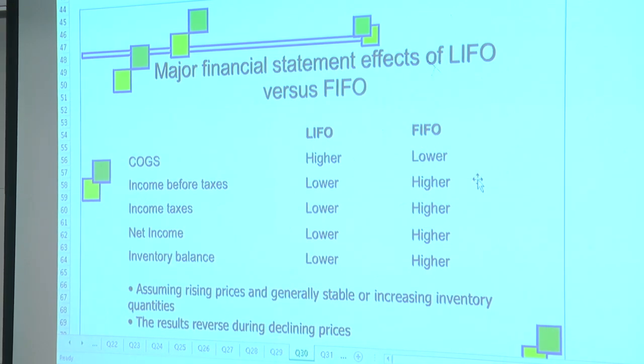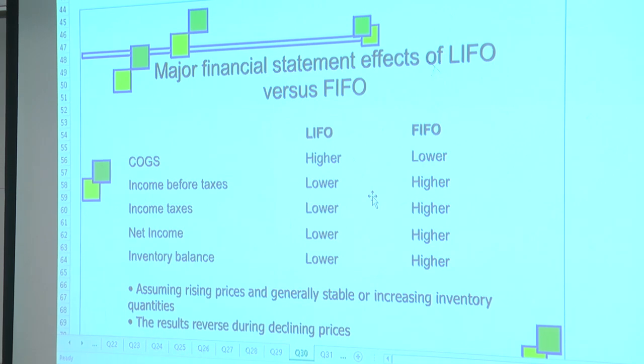So the IRS wants to make sure that you're not trying to take advantage of them by using one method on your financial statements to make your income higher, but then on your tax return pretending to use another method and lowering your actual taxes. So that's why the LIFO conformity rule exists. There is no FIFO conformity rule.